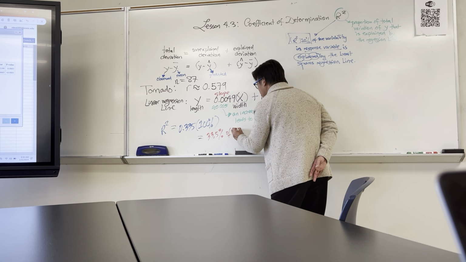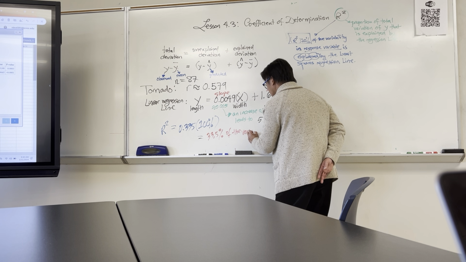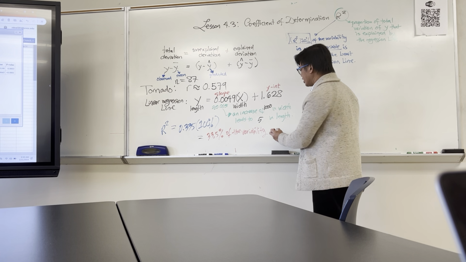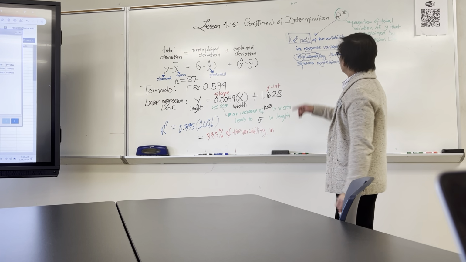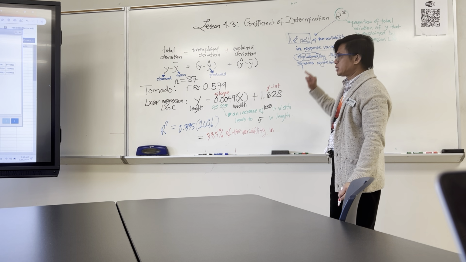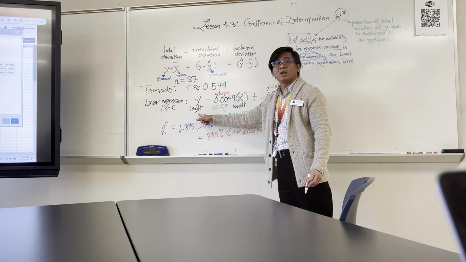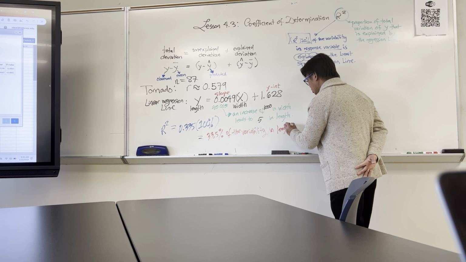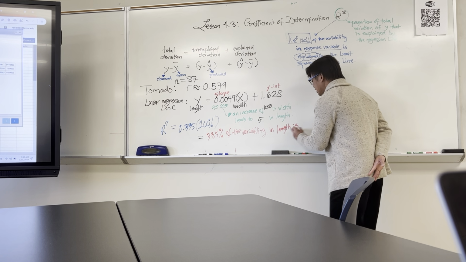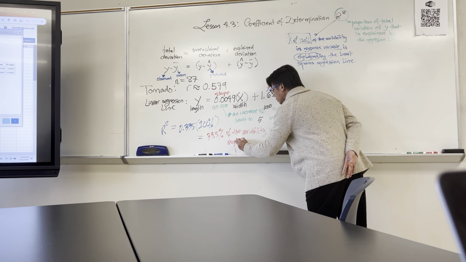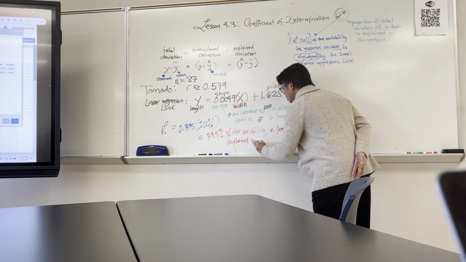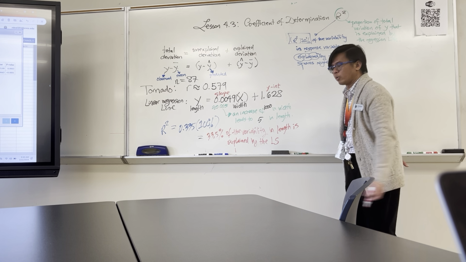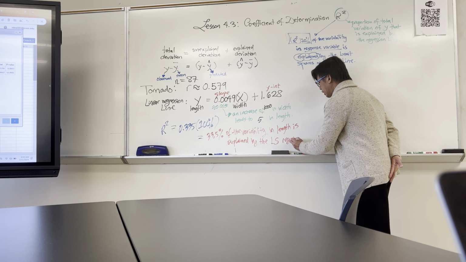33.5% of the variability in the response variable. What is your response variable again? Distance, length. So 33.5% of the variability in length is explained by the least squares regression line, let's call it LS.